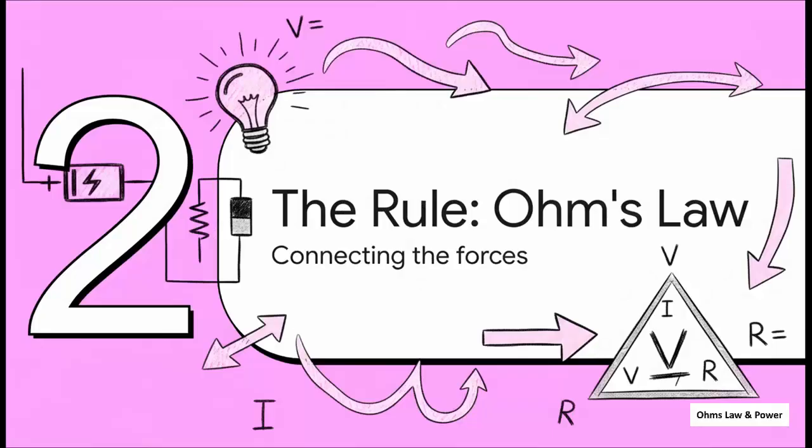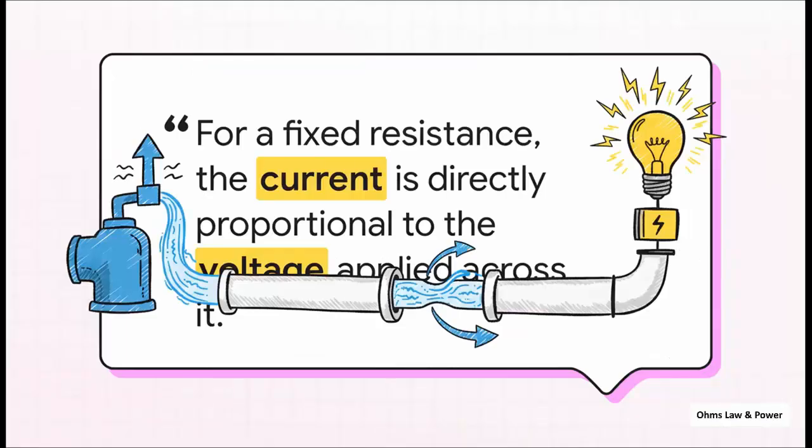Okay, so we've met the players. Now it's time for the rule book. There's one single, incredibly important rule that explains how they all work together. It's basically the grammar of electronics, and it's called Ohm's Law. This was the big aha moment for Georg Ohm, and put simply, all it really means is this.